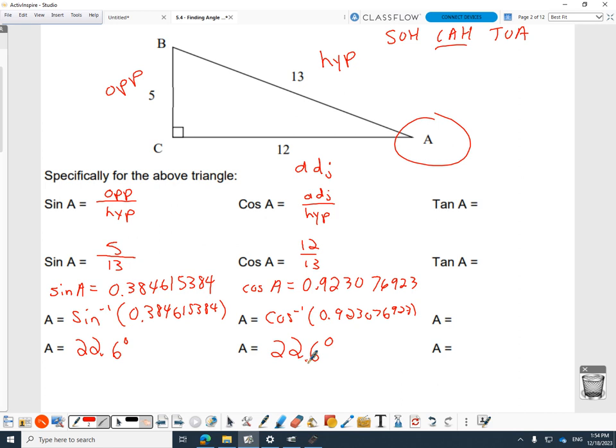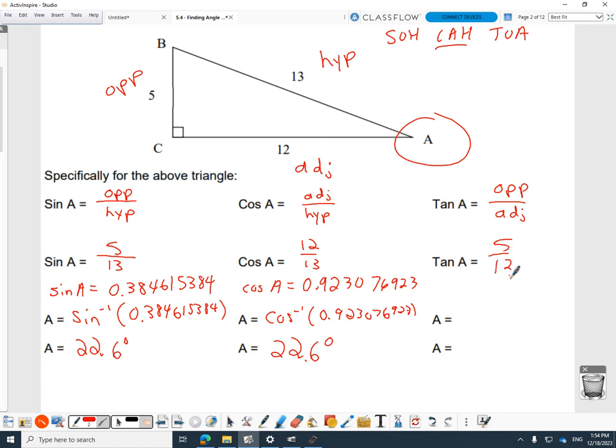TOA. Which two sides? Opposite or adjacent. Okay, so maybe that wasn't clear the first time through all this. TOA tells me more. Tan A is opposite over adjacent. TOA isn't just a fun little saying. It's telling you here's what's involved and here's how you divide them. So what's opposite in the picture? 5 over 12.